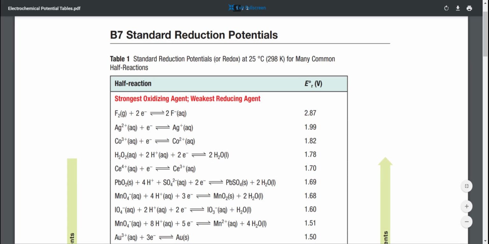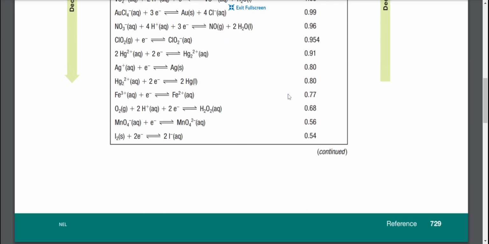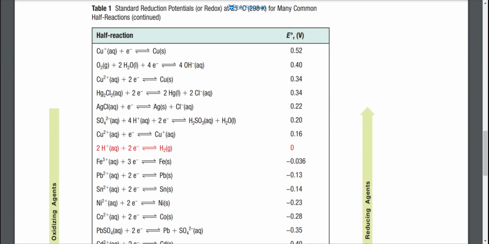When we read this table, we are always reading it in the forward reaction, and that links to the energy value here. Positive reduction potentials indicate energy is produced in this specific reaction. These energy values are not absolute values. If I scroll down here, I see one value in red, and that's the reduction of hydrogen ions to form hydrogen gas.